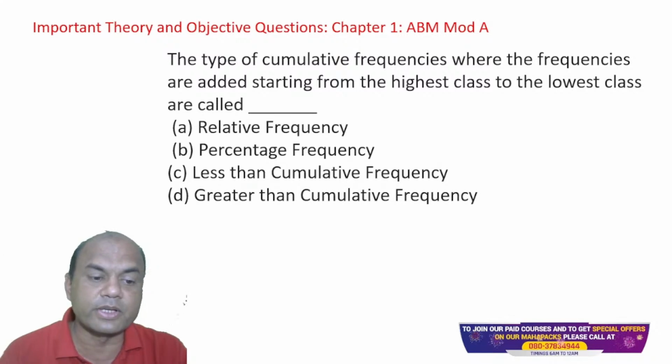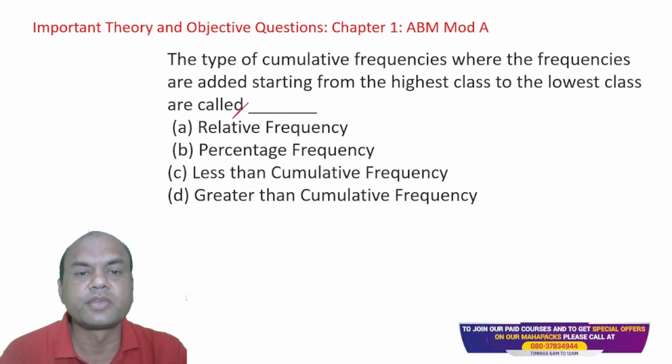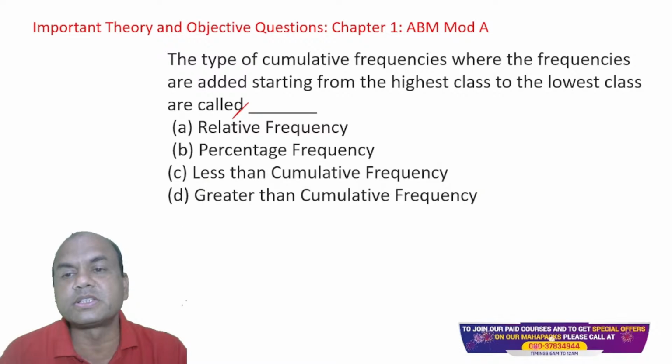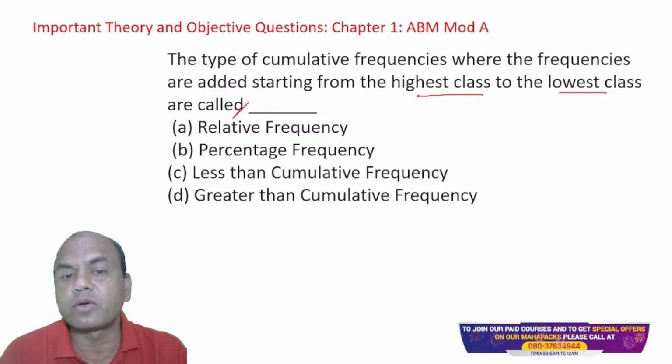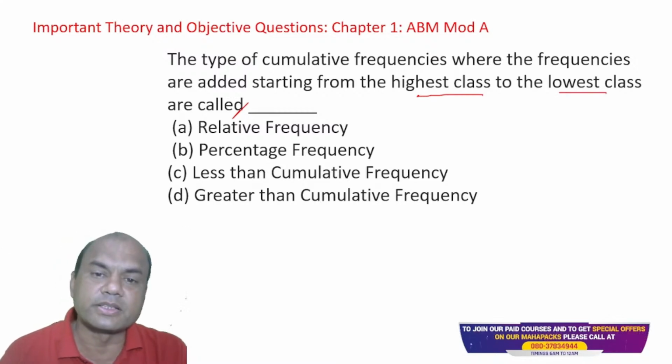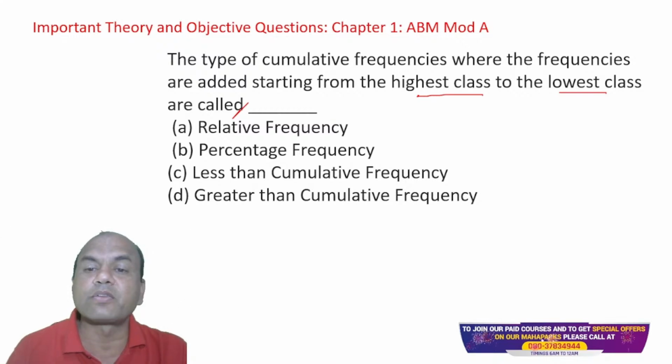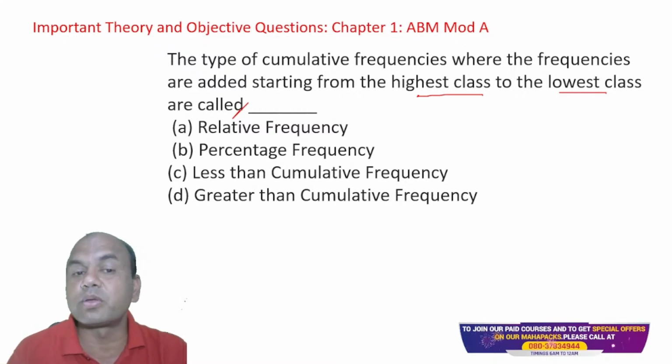Let's start with the first objective question. The type of cumulative frequency where the frequencies are added starting from the highest class to the lowest class are called as. Now look at this. Cumulative frequency starting from the highest to the lowest. Now what do you mean by this? Firstly, what is cumulative frequency? What is the meaning of the word cumulative?